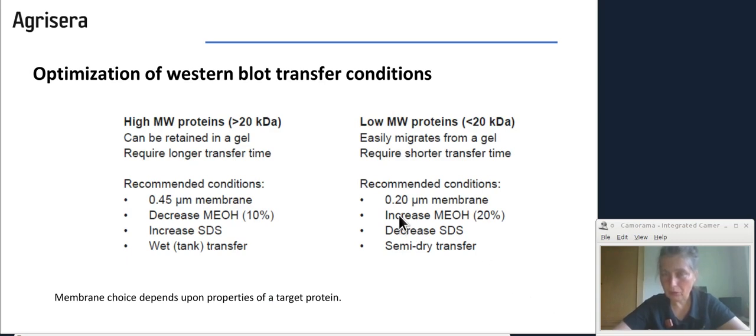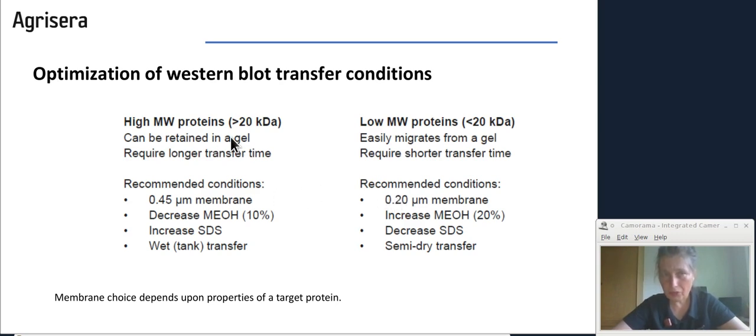Optimization of Western blot is also connected with the whole procedure. So we prepare the sample, we run a gel, and now we want to transfer it to the membrane. A successful Western blot results in an identical copy of the gel transferred to the membrane.